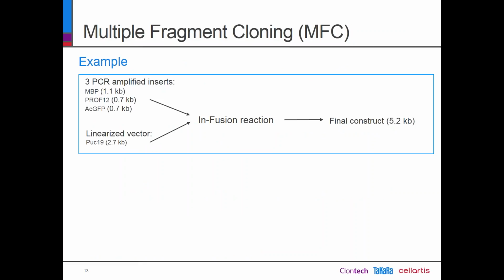Okay, I also want to show you an application example that we have done. We have tried this multiple fragment cloning using three fragments, so three genes that we wanted to include into a linearized vector. Here it's pUC19, the vector, using In-Fusion.